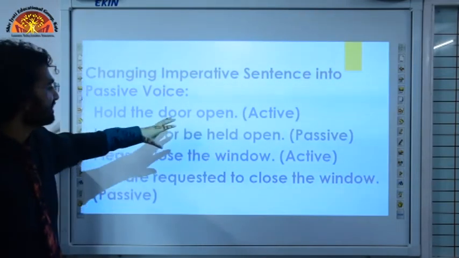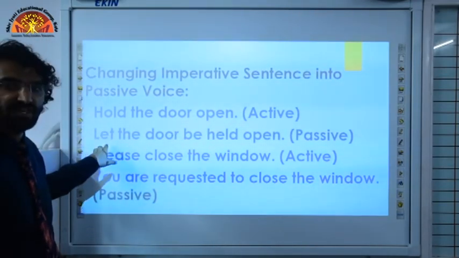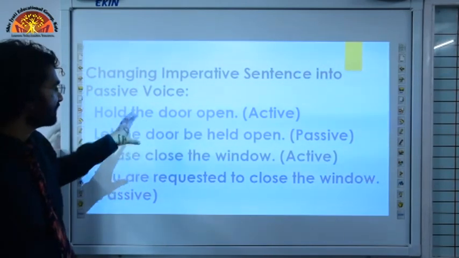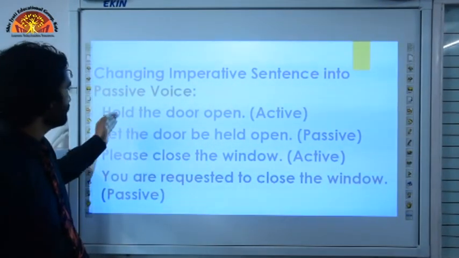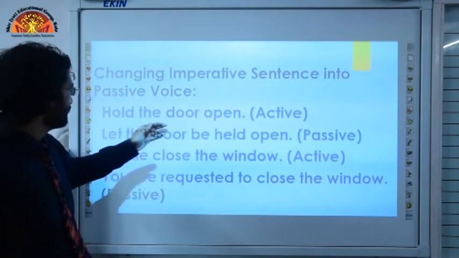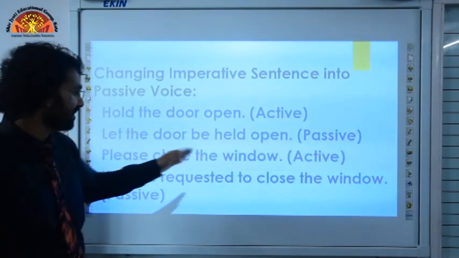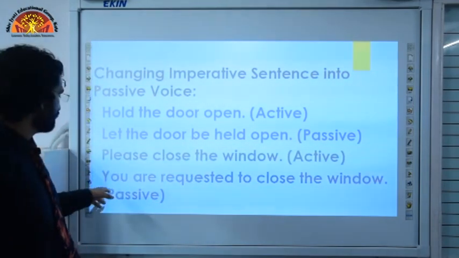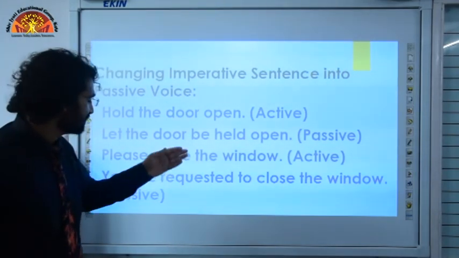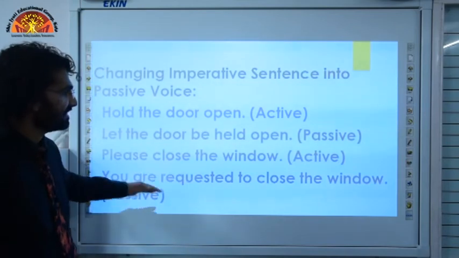In most of the cases, we bring in this let, and that's how we change the sentence from active to passive. Hold the door open. Let the door be held open. Please close the window. We are requesting here. You are requested to close the window. Okay, this is active and this is passive.